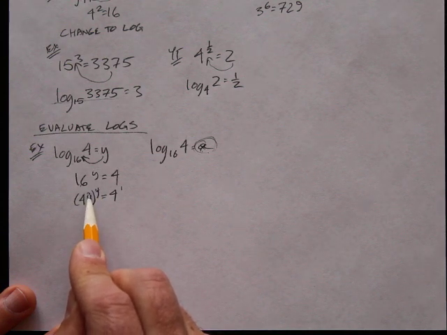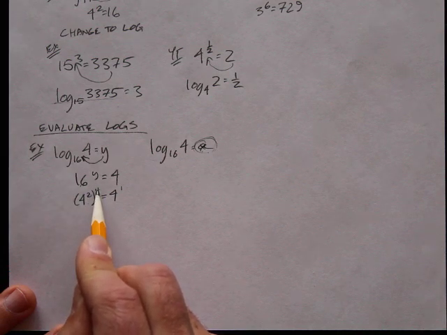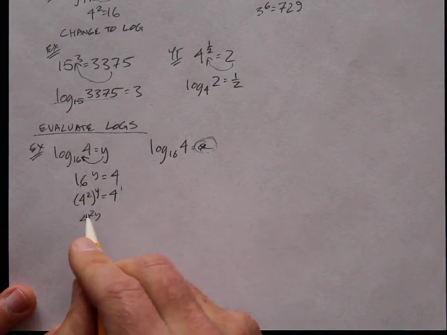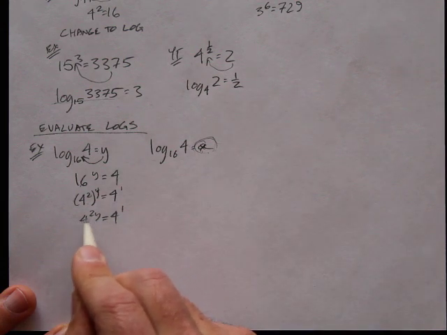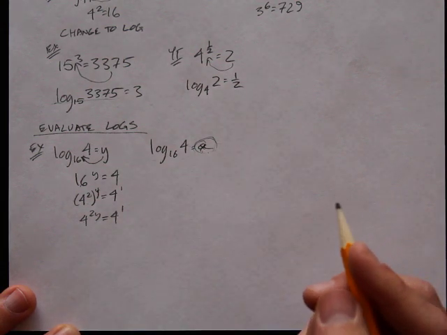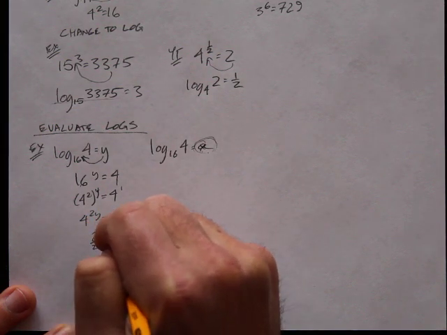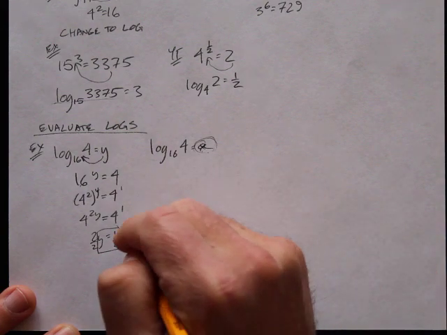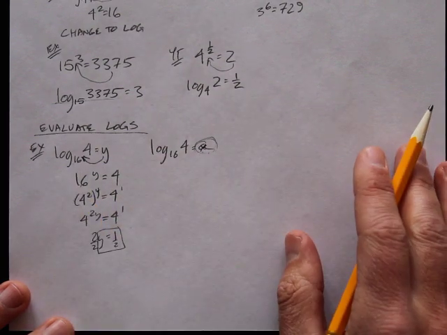So I multiply these because y is the exponent here. 2 times y, because this 4 to the 2nd power is raised to the power of y. So we multiply those: 4 to the power of 2y equals 4 to the 1. And now I just ignore the 4's because the base is the same. 2y equals 1, divide by 2, y equals 1/2. Okay, y equals 1/2 is your answer there.